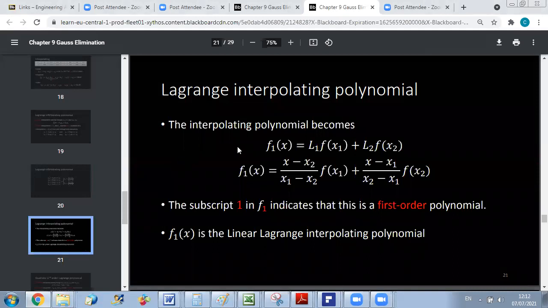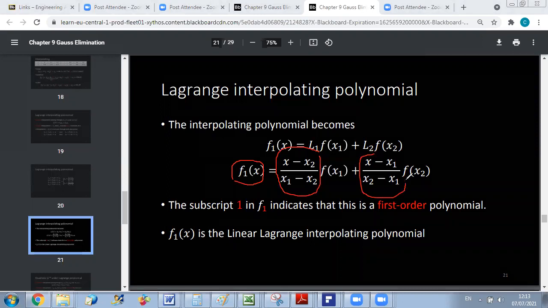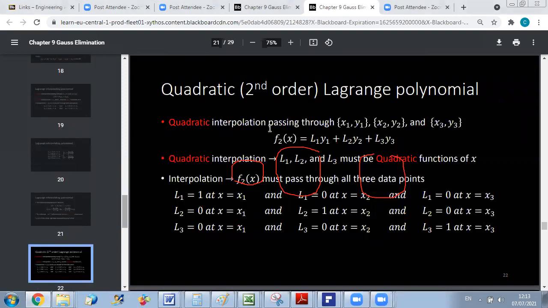So now, this is the case of a quadratic function. This is first the case of linear function. When it's a first order function of x, both L1 and L2 should be linear functions. While if I want to have a quadratic function f2 of x, then L1, L2 and L3 should be second order. So this is what we will see here.